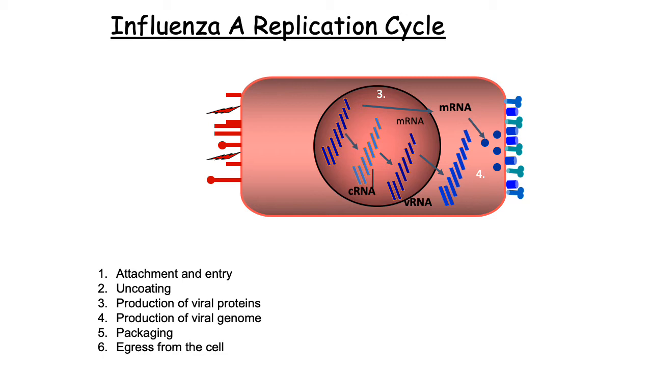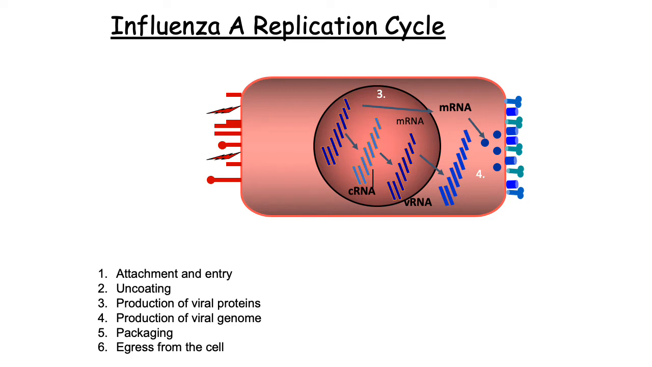Okay, step 3 of the replication cycle. So we've got our virion RNA, which is going to be negative sense, so that's the darker blue. We're going to turn that into complementary RNA, so that's just the opposite copy. And then from that, we're going to make virion RNA again, and we're then going to export that. The complementary RNA, some of those are also going to be messenger RNAs.